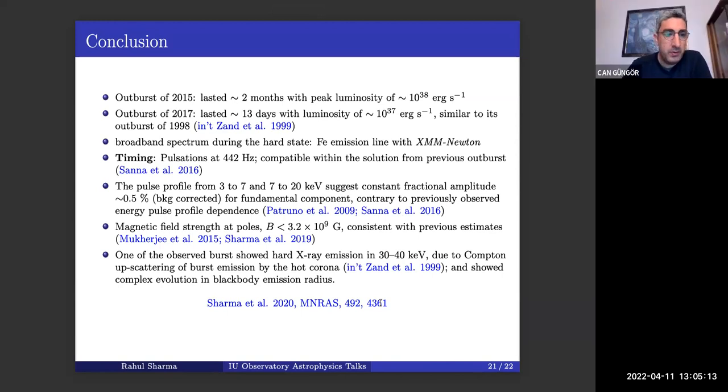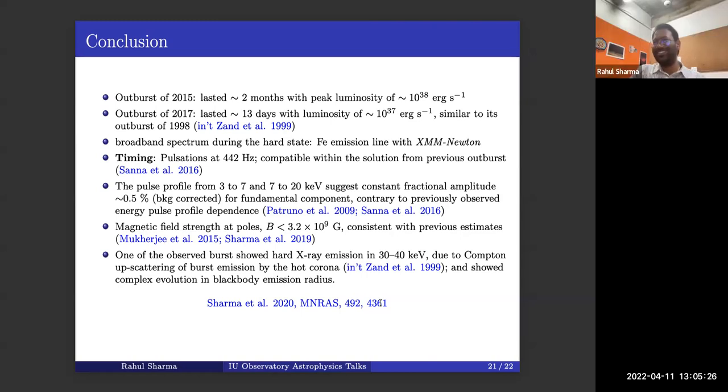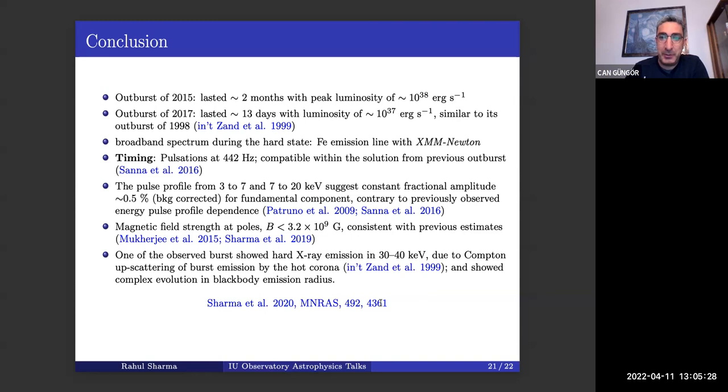Thank you, Rahul. It was a very nice talk. It was a very nice introduction. And actually what I see is you have done almost everything you can do with the data. You found pulsations, you did spectroscopy, timing analysis. So very nice job. Thank you.